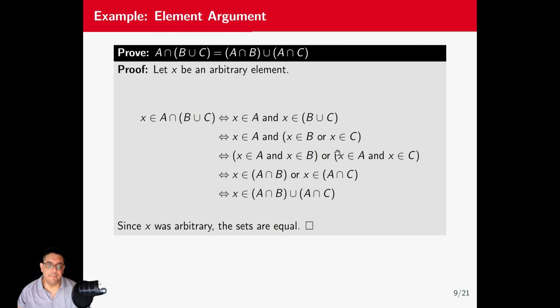Hence, X is going to belong to the intersection of A and B, or to the intersection of A and C. And this "or" in the middle is just a union, so we can say that X belongs to (A ∩ B) ∪ (A ∩ C). Since X was arbitrary, the sets are going to be equal. And notice that we're maintaining this equality all the time. Now, the key here is that we're using the distributive law from logic.